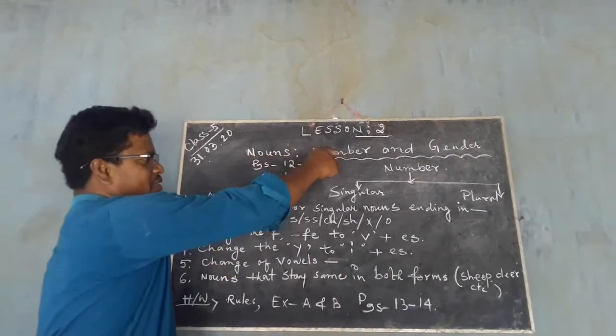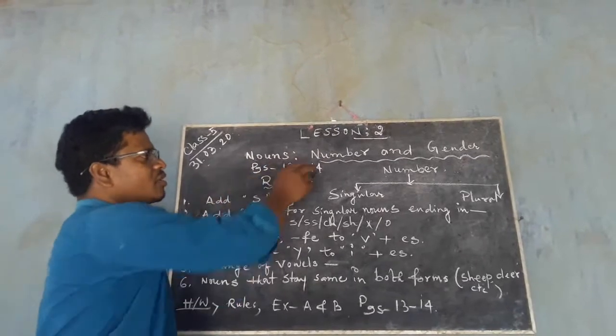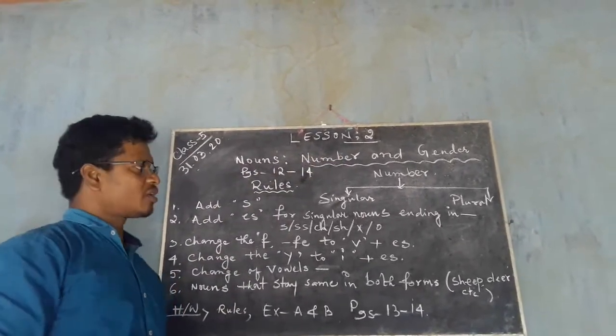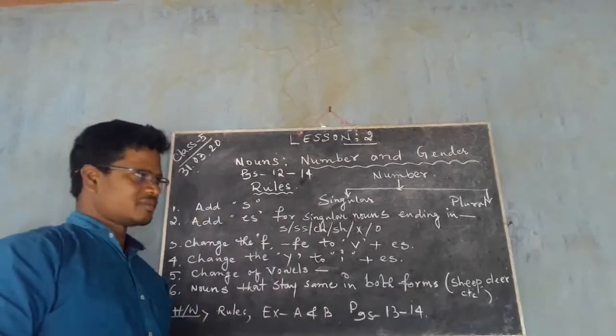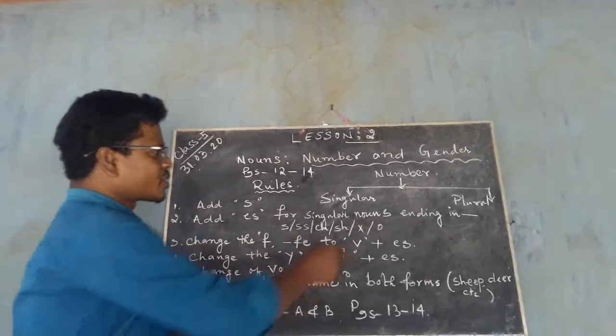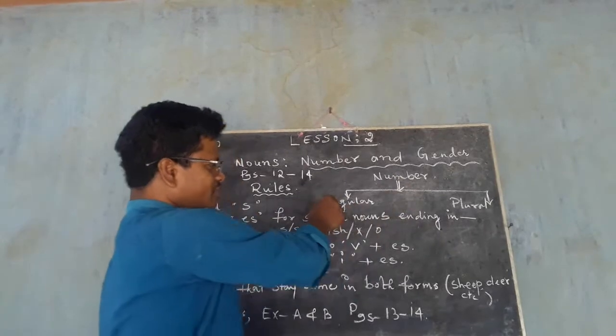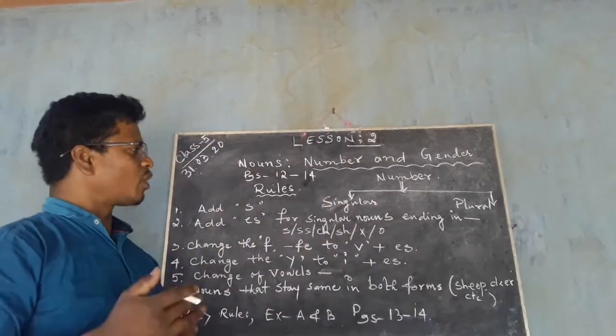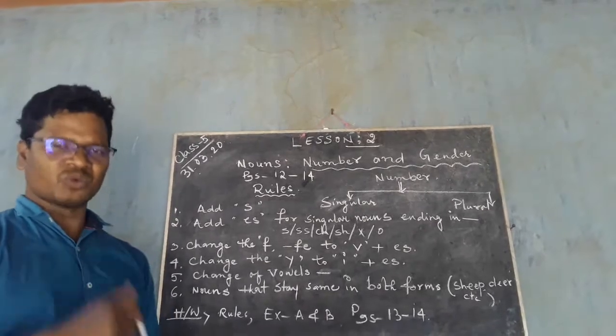Today we are going to see lesson number 2, nouns, and it is divided into two, number and gender. Today we will talk about only the number. You see, this number is of two types. The first one is singular, the other one is plural. Now what do we mean when we say singular?